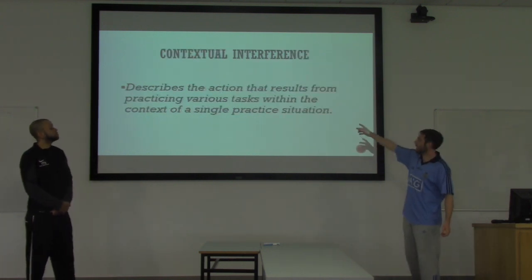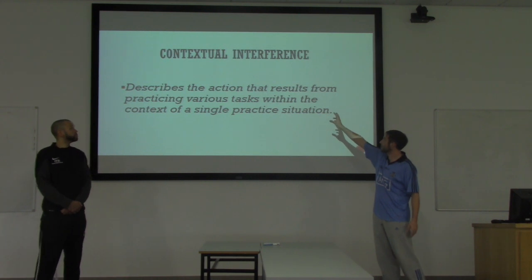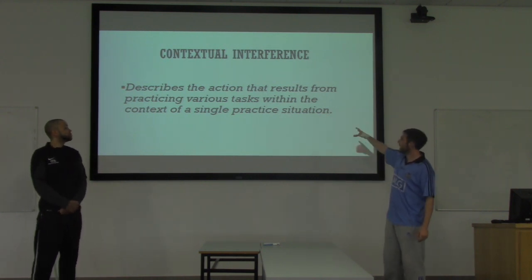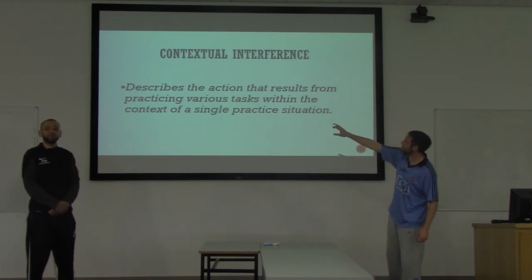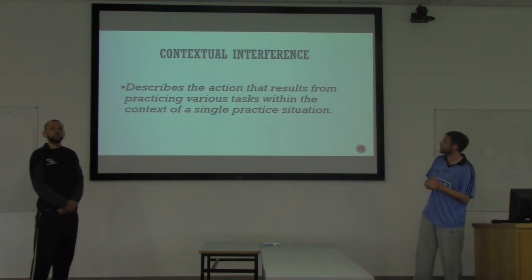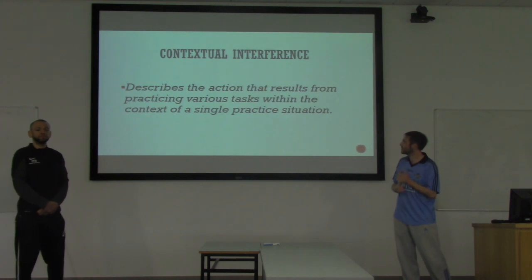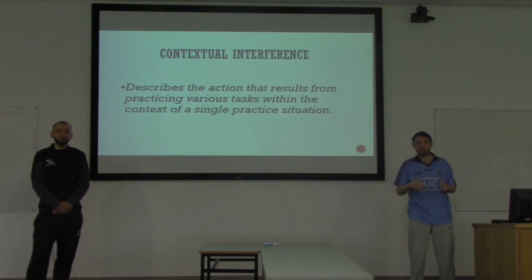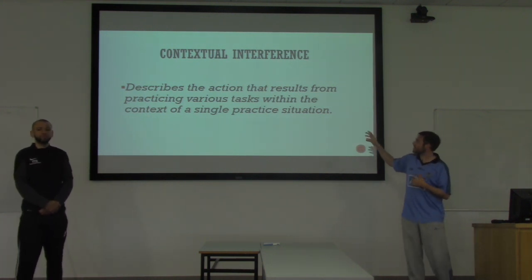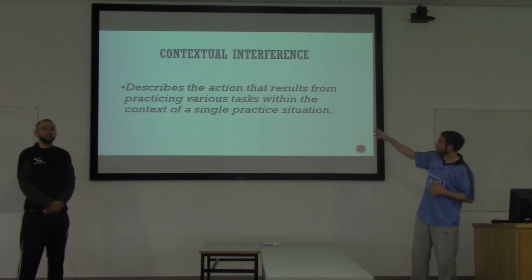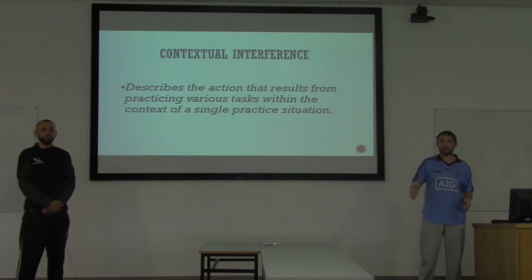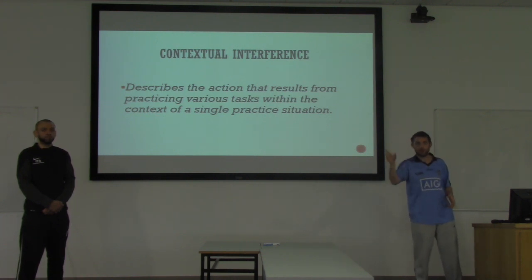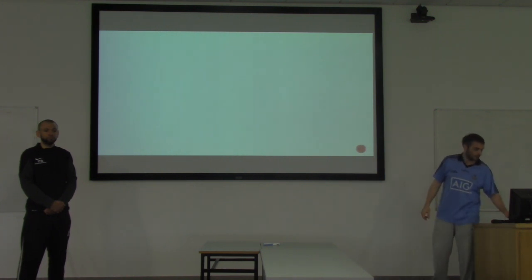So again, just a quick word there, that's contextual interference. This is the academic explanation. It describes the action that results from practicing various tasks within the context of a single practice situation. So as I said, it just basically describes your action of what you're doing. So a dart player continually just throwing at the treble 20, never going for doubles, that's not going to help him.